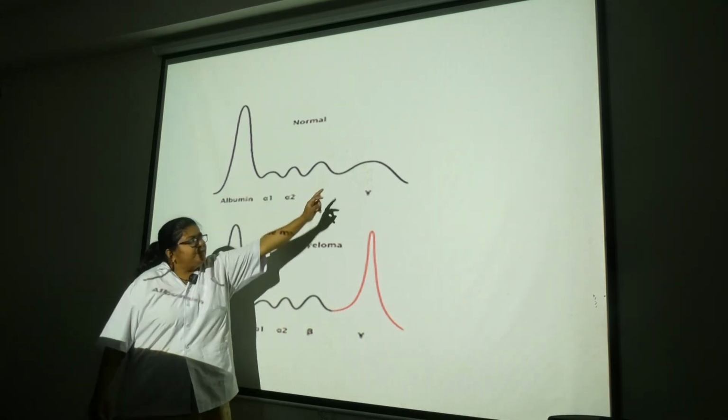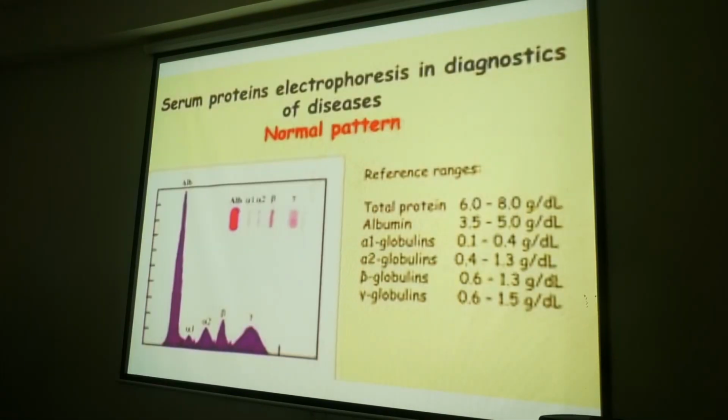Usually it is this type. It shows the normal percentage reference range of protein: total protein is 6 to 8 gram per dl, albumin is 3.5 to 5, alpha 1 globulin 0.1 to 0.4, alpha 2 0.4 to 1.3, beta globulin is 0.6 to 1.3 gram per dl, and gamma globulin is 0.6 to 1.5. This is the normal pattern.